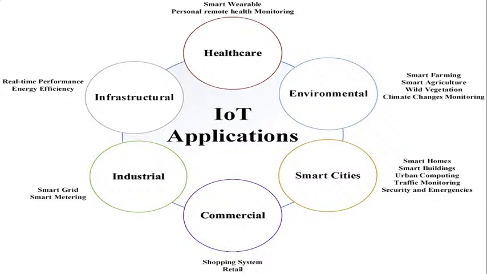So these are the IoT applications. IoT is used in all applications like healthcare, infrastructure, industrial, commercial purposes, smart cities, and environmental. In healthcare, we have different applications, like hospital management systems.